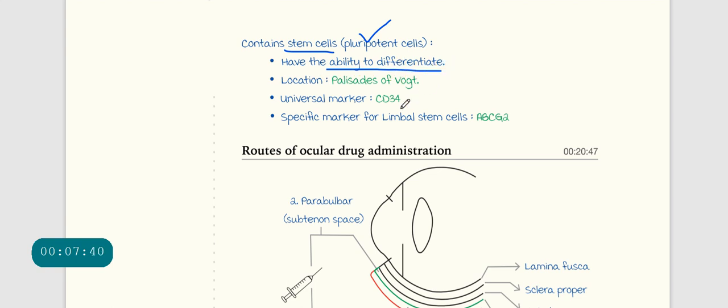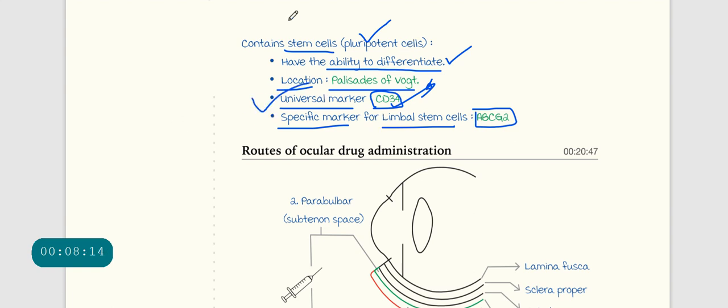Then the location of these stem cells is, these stem cells are located at the palisades of Vogt, very important. Okay, and the universal marker for the stem cells is CD34. Okay, now a special marker for limbus stem cell, that is ABCG2. But if someone asks you what is the universal marker for the stem cells, that is CD34.